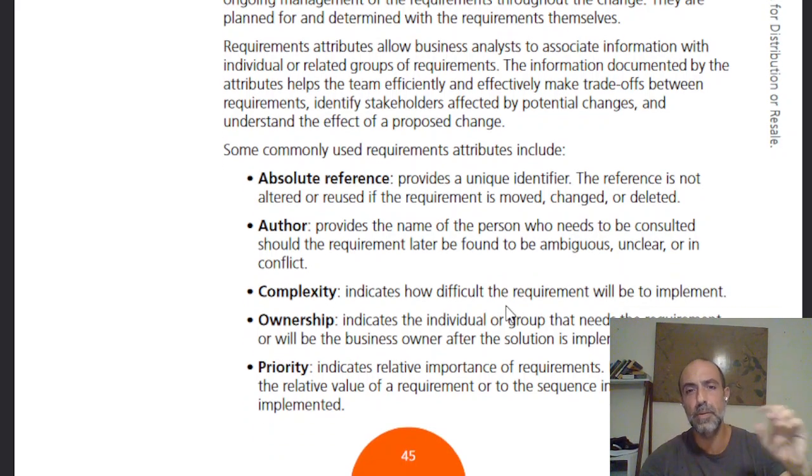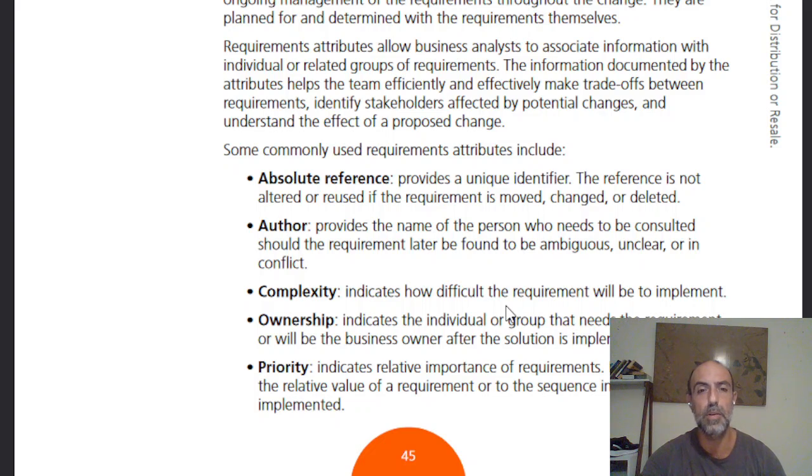Absolute reference provides a unique identifier, which is basically like warehouse storage. It could also be based on time, project, or product. We don't know. And the reference is not altered or reused if the requirement is moved, changed, or deleted. So this is something that's absolute, that's why they call it absolute reference. Author provides the name of the person who needs to be consulted should the requirement later be found to be ambiguous, unclear, or in conflict.